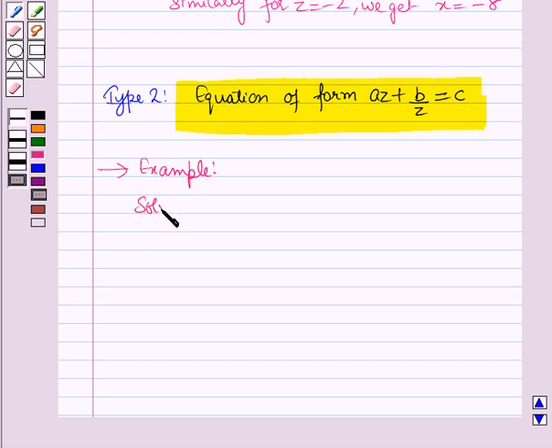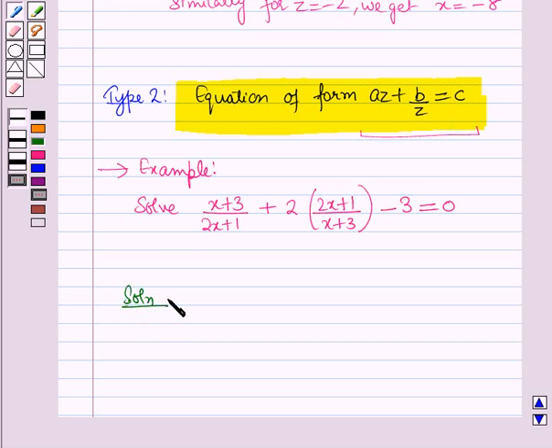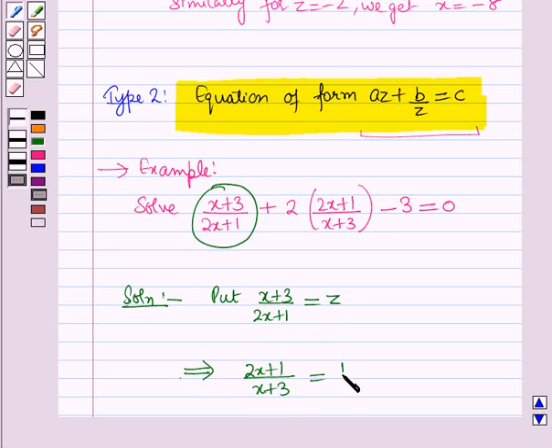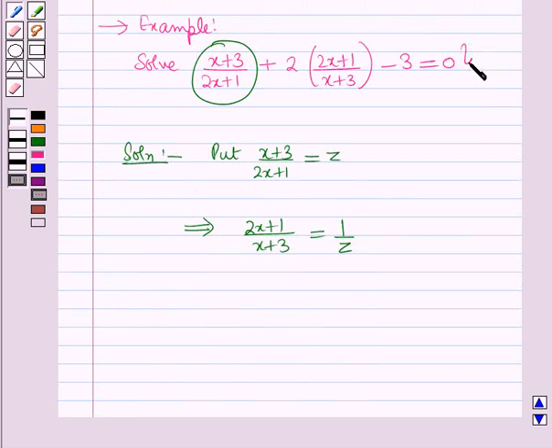Now here, solve (x plus 3) whole upon (2x plus 1) plus 2 into (2x plus 1) whole upon (x plus 3) the whole minus 3 is equal to 0. Now this is the equation in this form. Now for its solution, we will put (x plus 3) whole upon (2x plus 1) is equal to z, and this implies, by taking the reciprocal on both the sides, (2x plus 1) whole upon (x plus 3) is equal to 1 by z. Now let this be equation number 1.